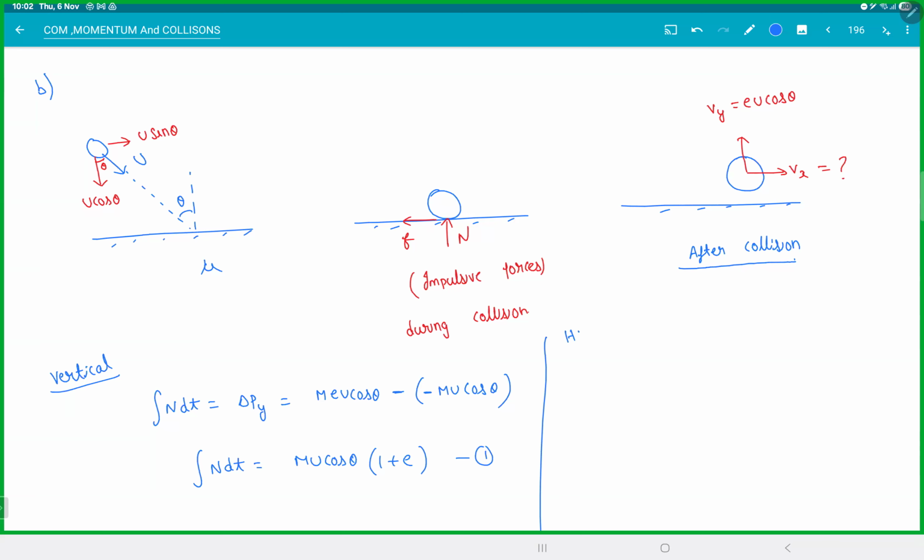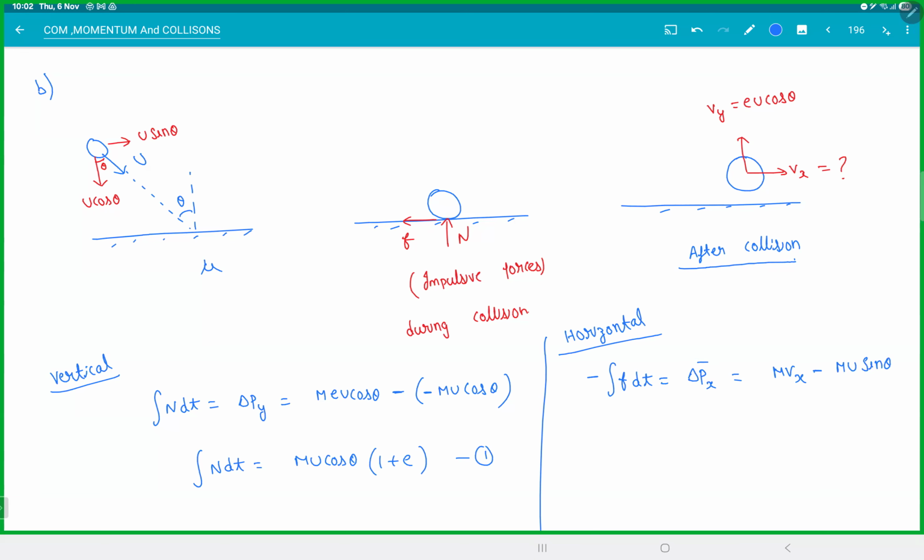Now, if you take the horizontal direction, in the horizontal direction, there is only the friction force, minus integral f dt, minus because it's acting backward. Change in momentum in the horizontal direction, delta px, which is m vx minus m u sin theta.